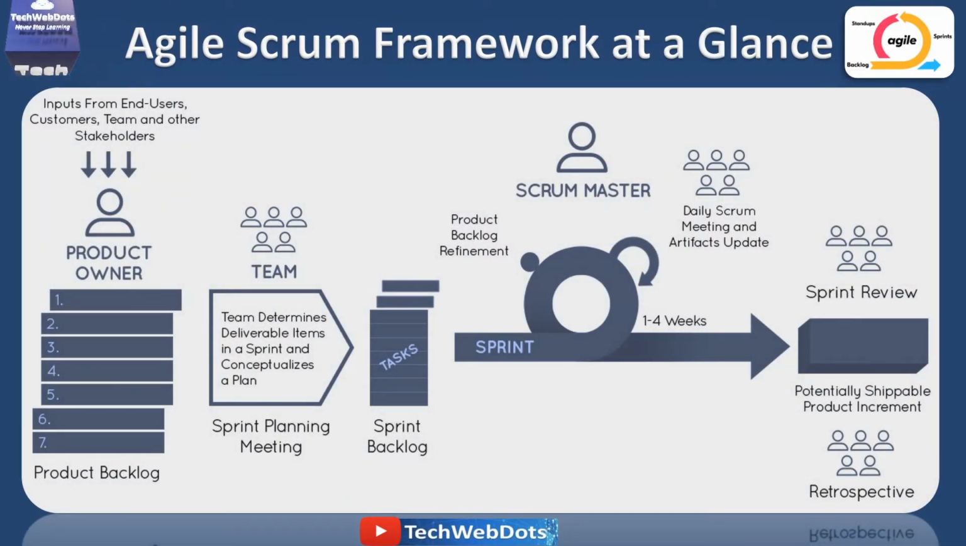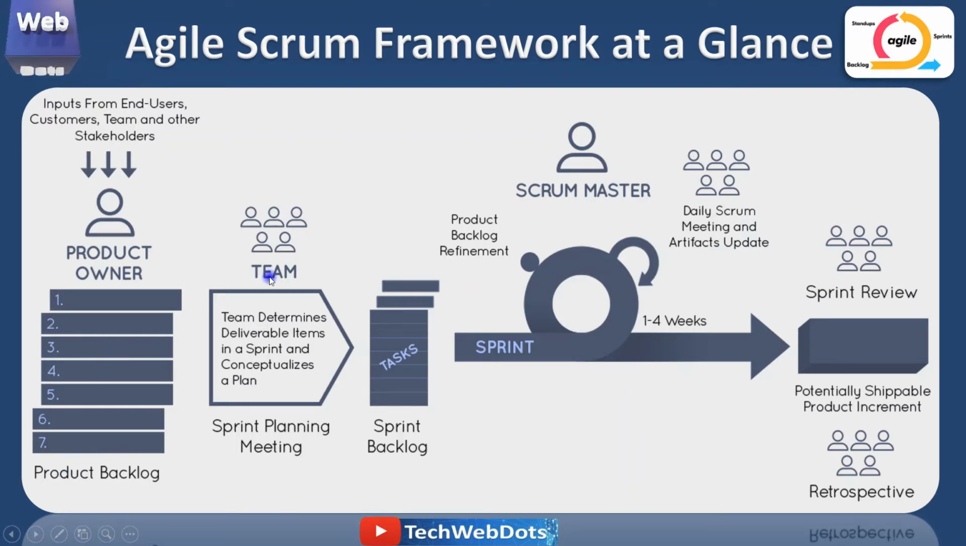Now it's time for a very important part: the Agile Scrum Framework at a glance, which I am going to demonstrate. As you can see, on the left-hand side, we start from left to right. Here you can see we are taking input from the end user, customer, team, and other stakeholders. This is the point where we gather the information: what features the customer actually wants and what the actual requirements of stakeholders are, which will be received by the product owner. They will communicate with them in a timely manner and log all that information as a product backlog. All these stacks you can consider as the product backlog.